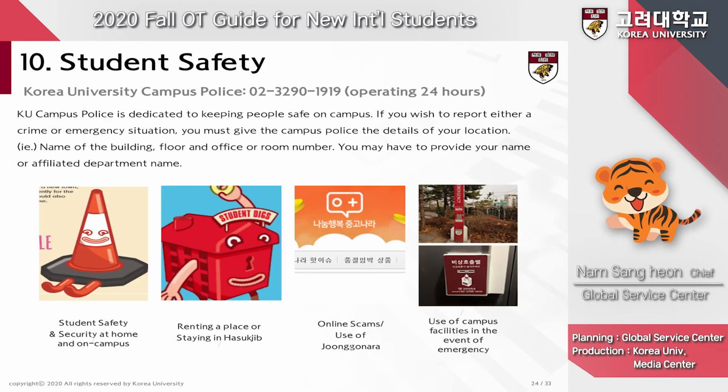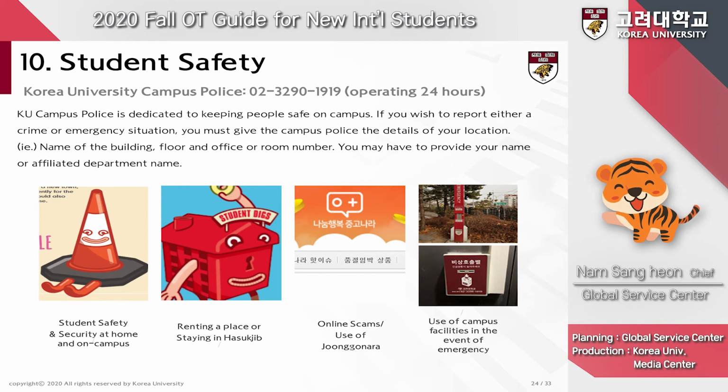Now, on to another important piece of information. At Korea University, we have campus police for security, and you can call them at 02-3290-1919. It operates for 24 hours. In case of an emergency, you can call this number, but you would have to provide details of your location. For this reason, and of course for you to navigate through campus more easily, it would be very useful for you to become familiar with our school's campus and buildings as soon as possible.